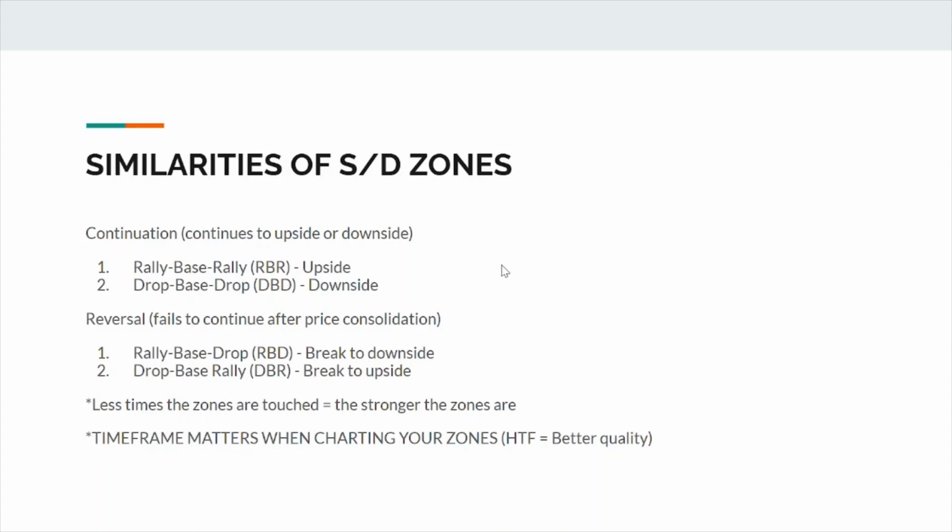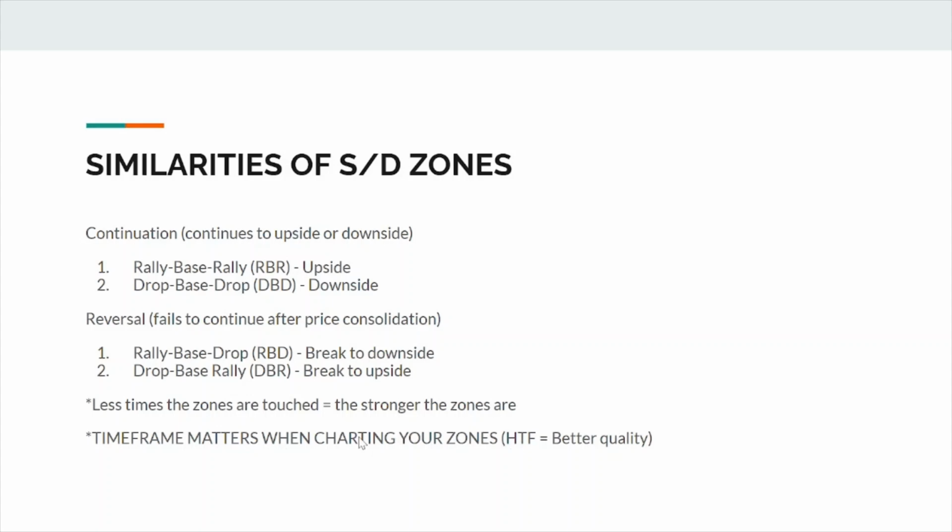Now, really, really important things for me when it comes to supply and demand zones is two things. First, it's going to be the amount of times a zone was touched, because the less times they have been touched, the more fresh and better quality these zones are going to be, especially with combining the second important point, which is your higher time frames to determine how you chart your zones.